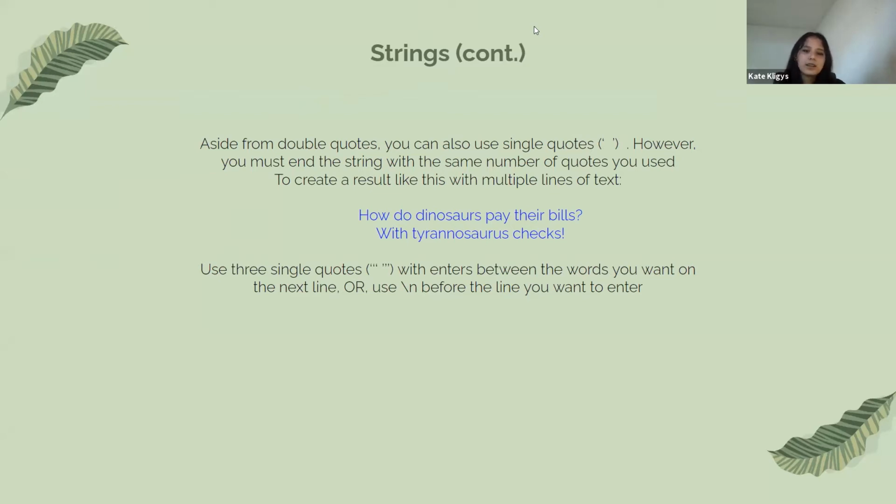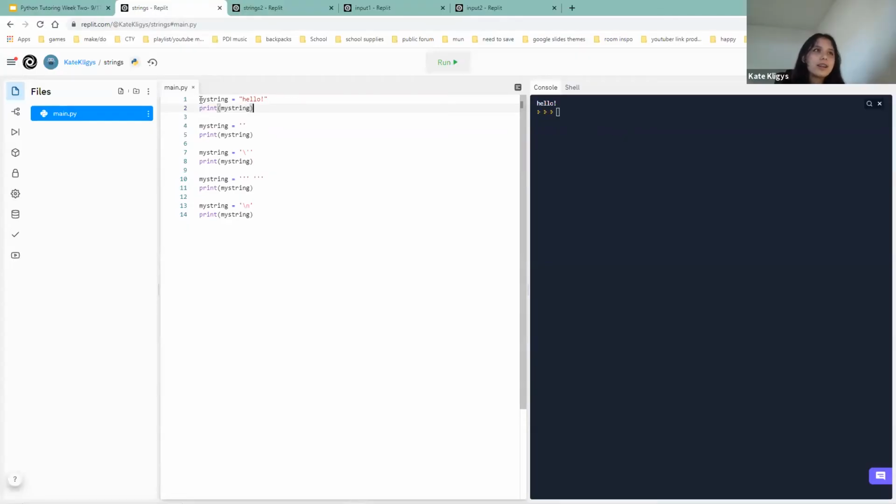So I have a replit over here that will show you what I'm talking about. Okay, so here is the first string. We just have a normal string with double quotations on each side, and it says hello. If you print it, you can see it says hello. Here, this is a string with single quotations. I could write, my name is Kate. And if I ran it, it would print my name is Kate.